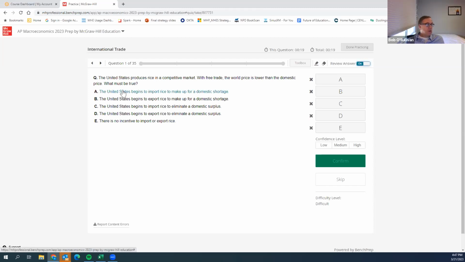So they go through. Using this one as an example, the United States produces rice in the competitive market. With free trade, the world price is lower than the domestic price. What must be true?